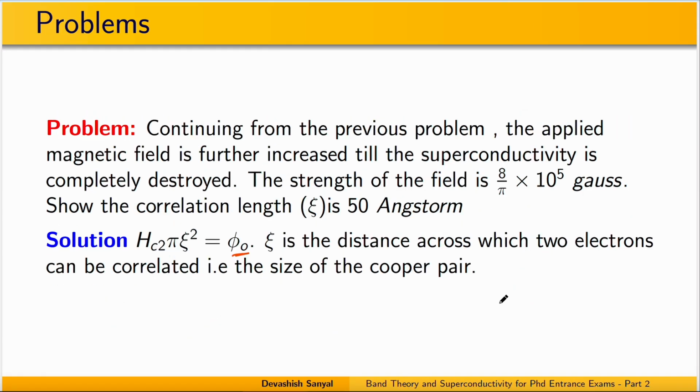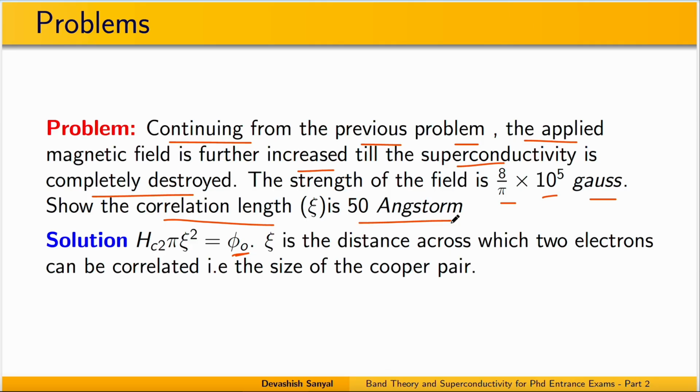Next, a similar type of thing. Continuing from the previous problem, the applied magnetic field is further increased till the superconductivity is completely destroyed. The strength of the field is 8 by pi into 10 to the power 5 Gauss. Show that the correlation length is 50 angstrom.